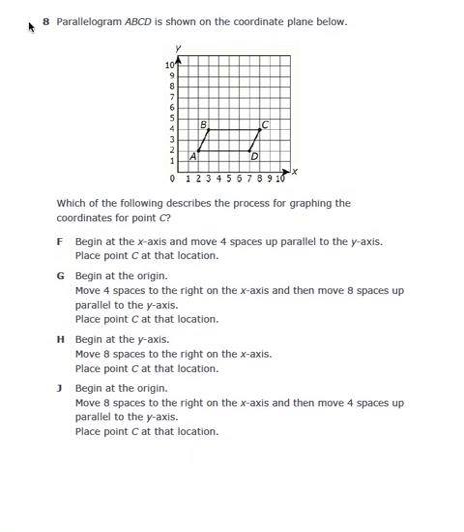Question 8. Parallelogram ABCD is shown on the coordinate plane below. Which of the following describes the process for graphing the coordinates for point C? F. Begin at the x-axis and move 4 spaces up parallel to the y-axis. Place point C at that location.